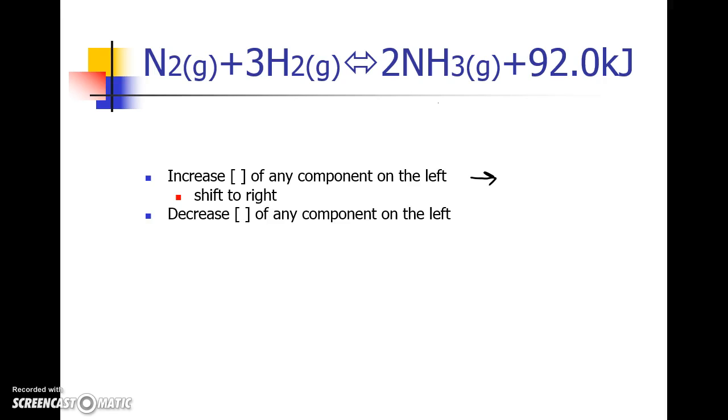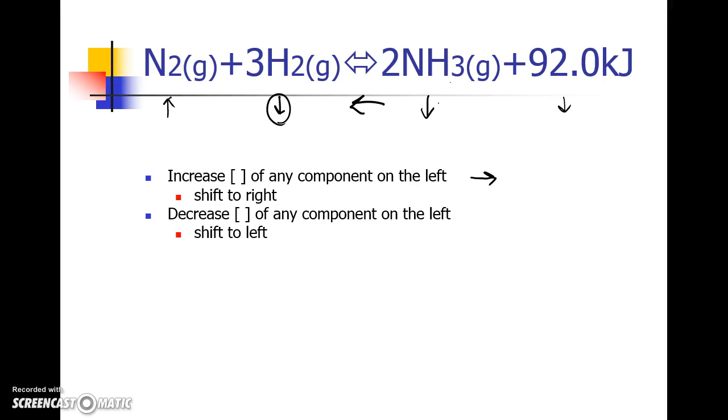If we decrease the concentration of any component on the left, so let's say we decrease this H2, the reaction is not going to be happy that it's missing one of its components. By decreasing, we're taking the hydrogen away from that reaction. So it's going to shift to compensate for it. It's going to shift to the left to try to make more of it. In the process of doing that, the NH3 will be used up. The 92 kilojoules won't produce as much heat, and some N2 will be made.